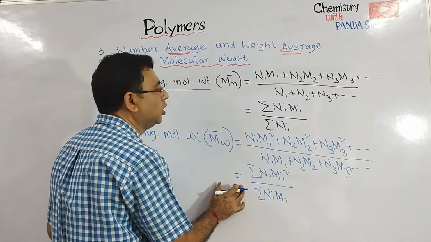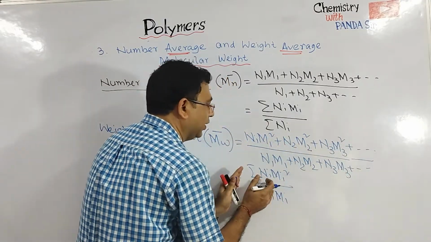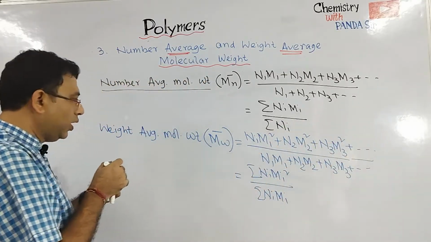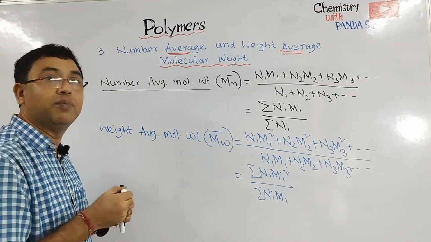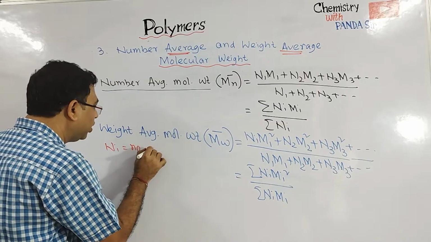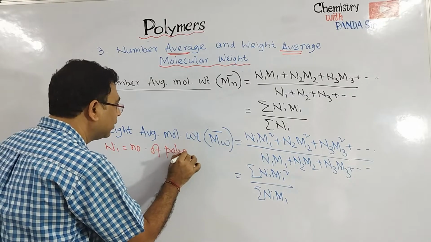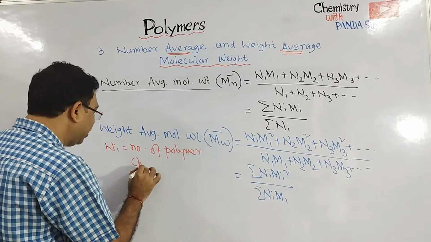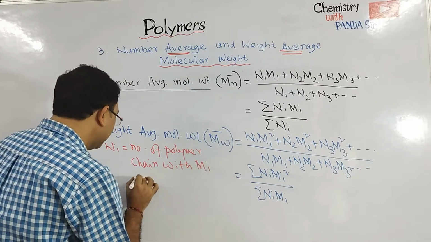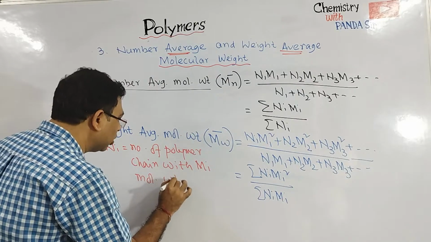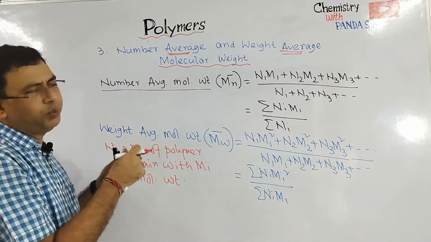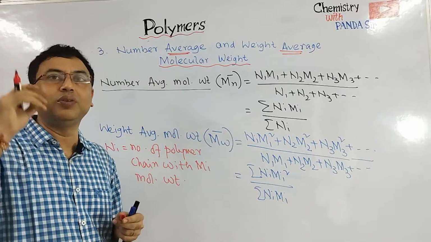Why are we taking summation? Because we are considering all of them together. It may be 3, 4, 5, whatever. Now very quickly, what is Ni and what is Mi? Ni is the number of polymer chains with Mi molecular mass or molecular weight. So this is called Ni and Mi. If I say very quickly, I'll tell you one example, then we'll understand better.